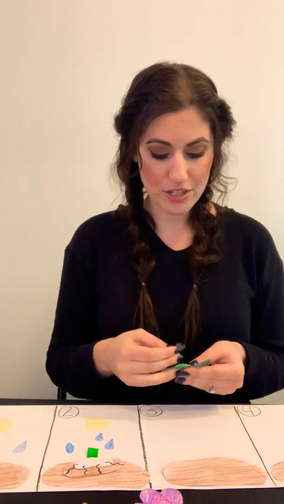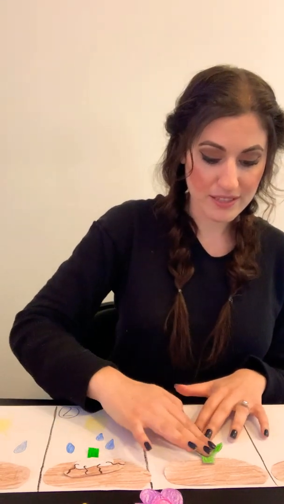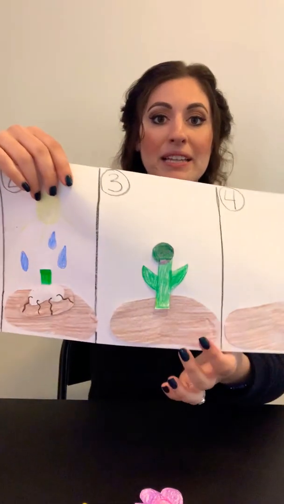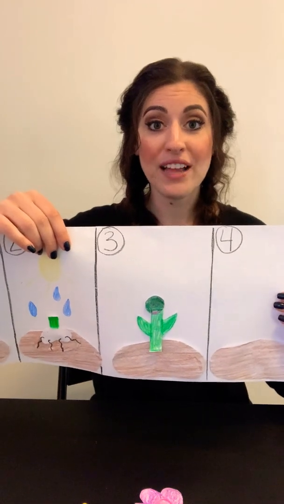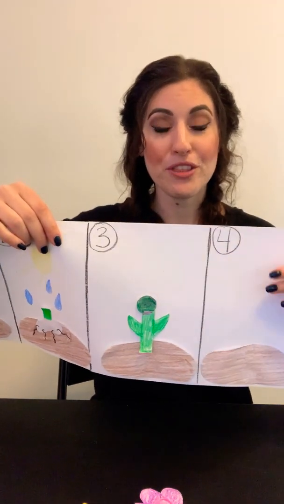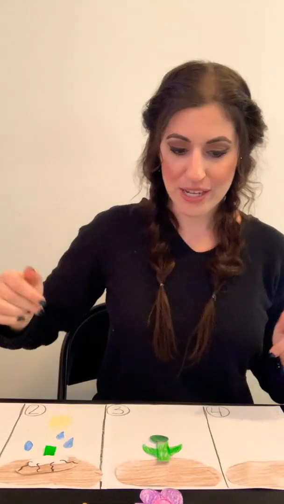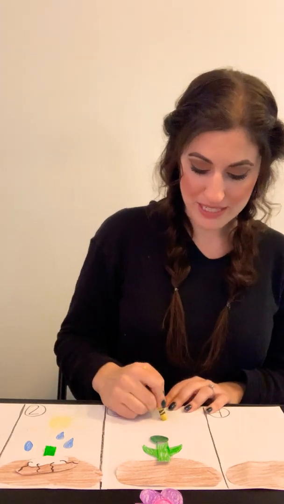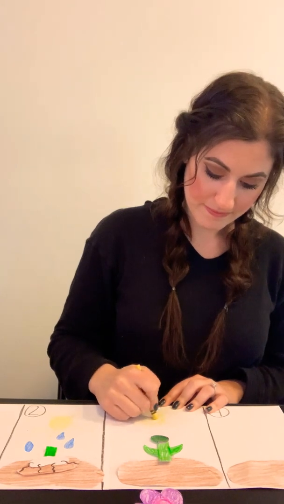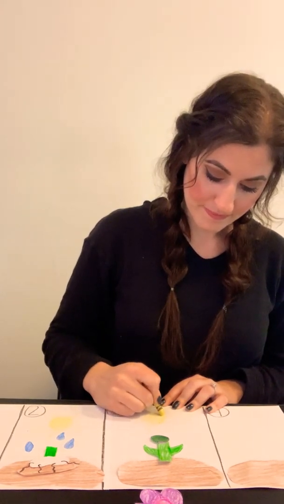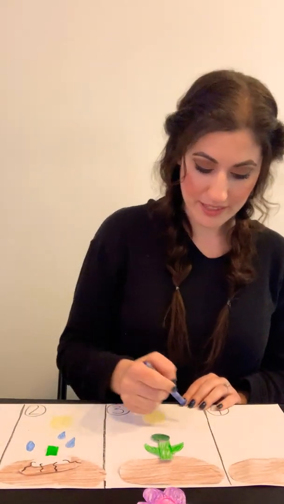You boys and girls are doing such a great job helping me figure out the order of how a flower grows. Okay, so I have my plant in this dirt in box number 3, but it still needs help growing into a flower. So what should I draw in box number 3? Okay, I should draw the sun and the rain. Great work. That's right. So I'm going to draw my sun. And I'm going to draw my rain.